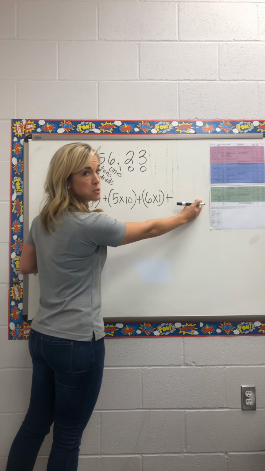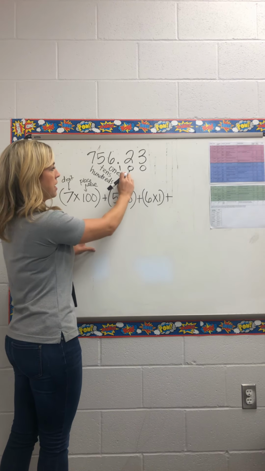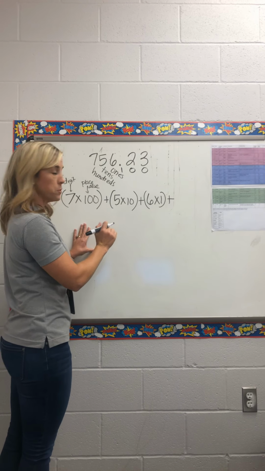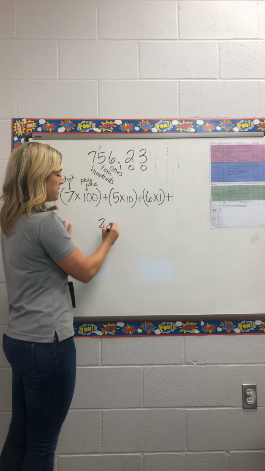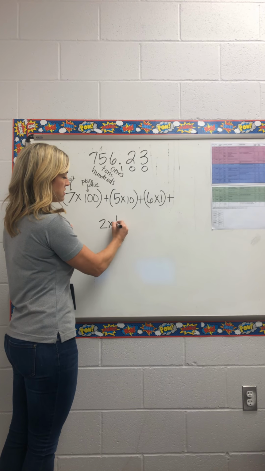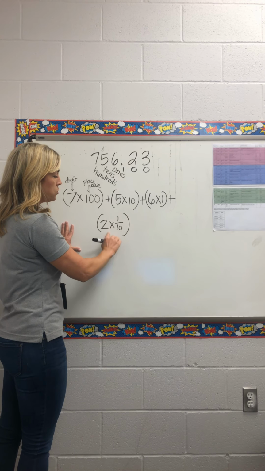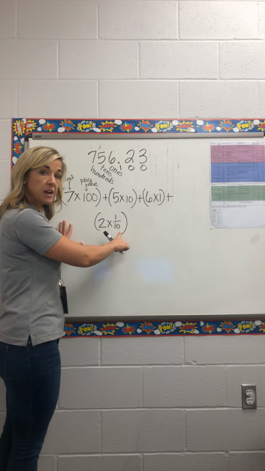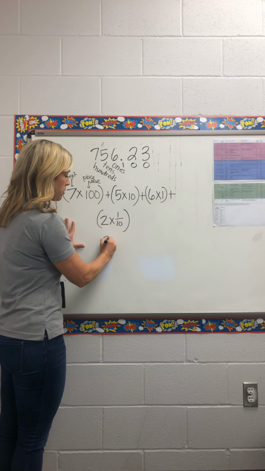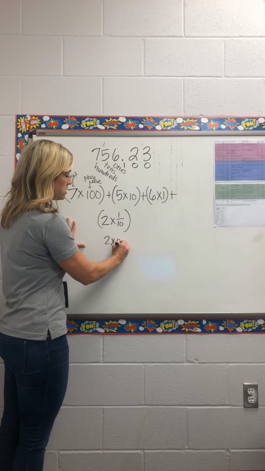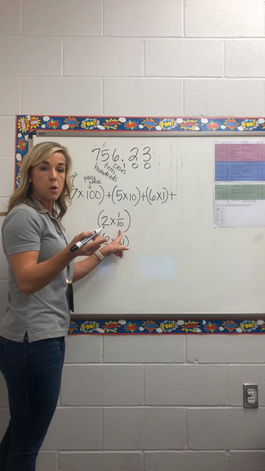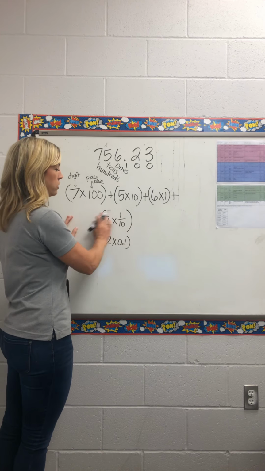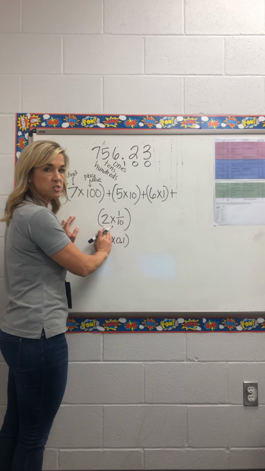Plus, and I'm running out of space here, so I'm going to come down here to write my place value for my decimal numbers. 2 is the next digit, and 2 is in the tenths place, and it can be written two different ways. You can write it as 2 times 1/10 in fraction form, or it can be written as 2 times 0.1 in decimal form. So these are the same. Last night's homework called for fractional form, so when we said fraction form, this is what it's talking about.